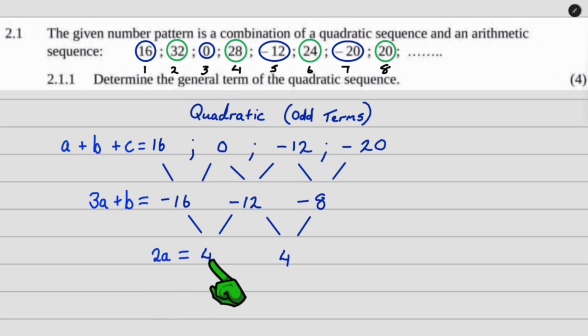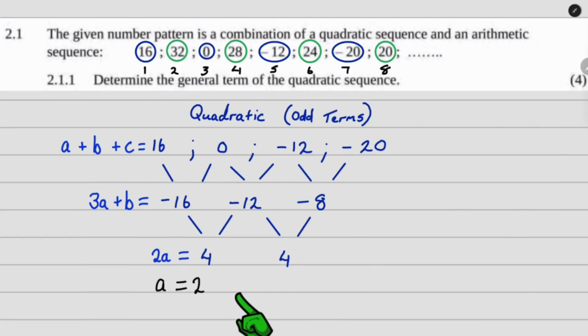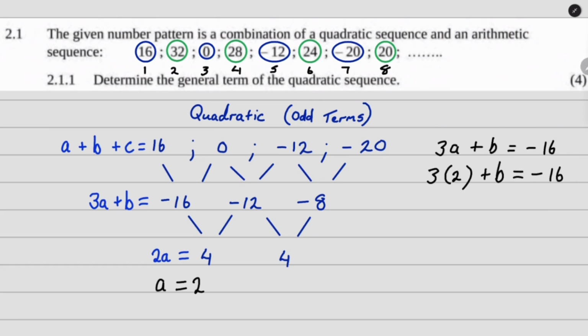So I'm going to start with this one. I want to get a on its own, so I'm going to divide both sides by 2 to get rid of this 2. And that just gives me a equals 2. This 3a plus b equals minus 16. I'm going to grab that and sub a in. So you can see I've just changed a to 2, because that's what we got previously for a. 3 times 2 will give me 6, and then I'll take that 6 over to the side. And then minus 16 minus 6 gives me minus 22.